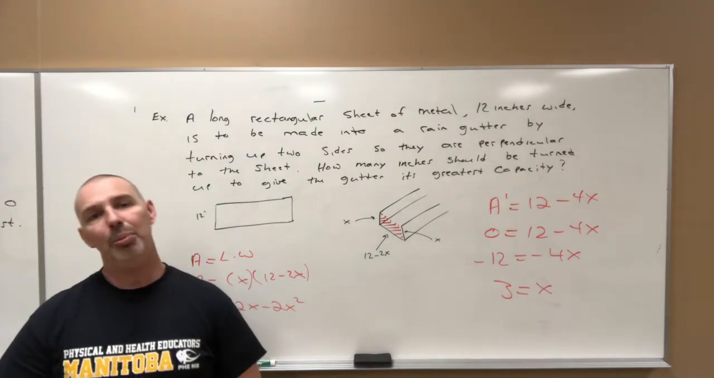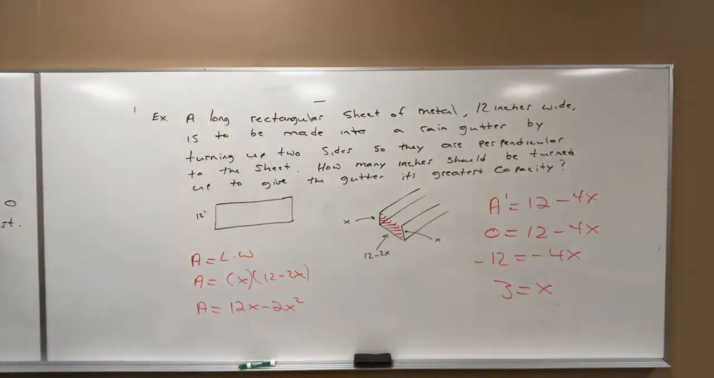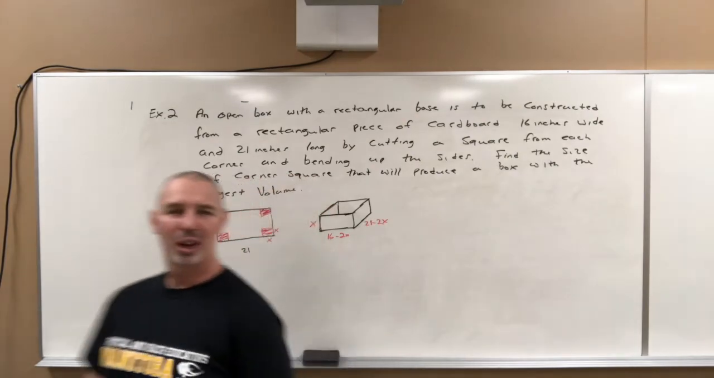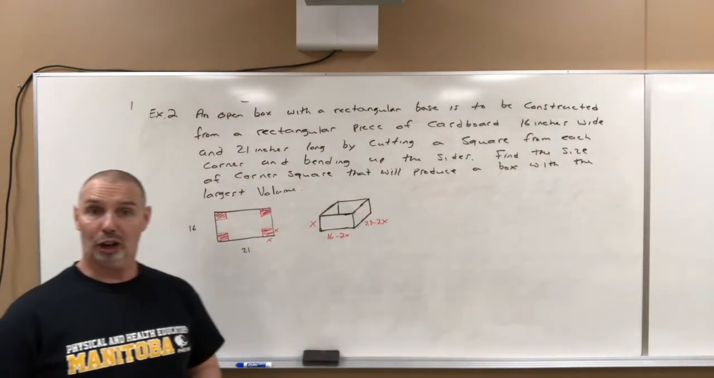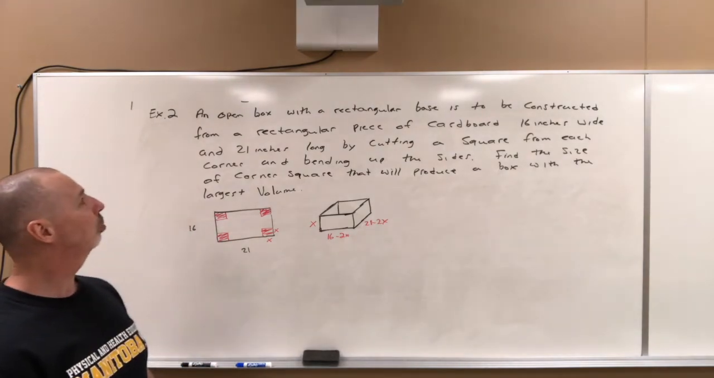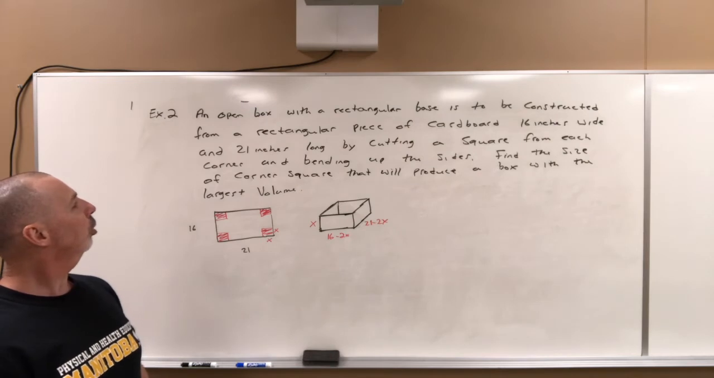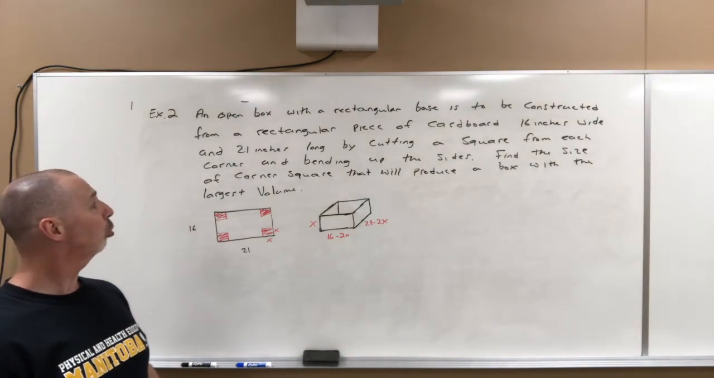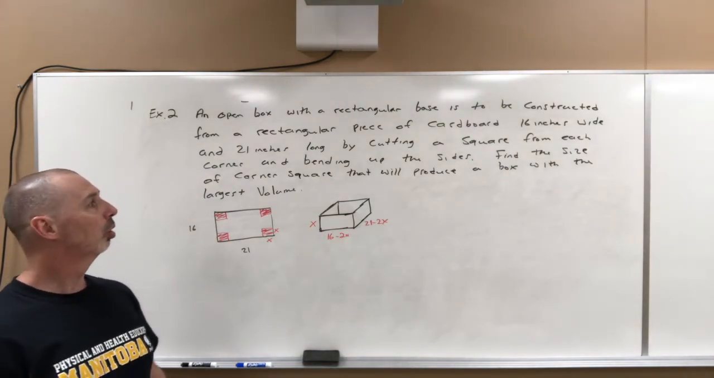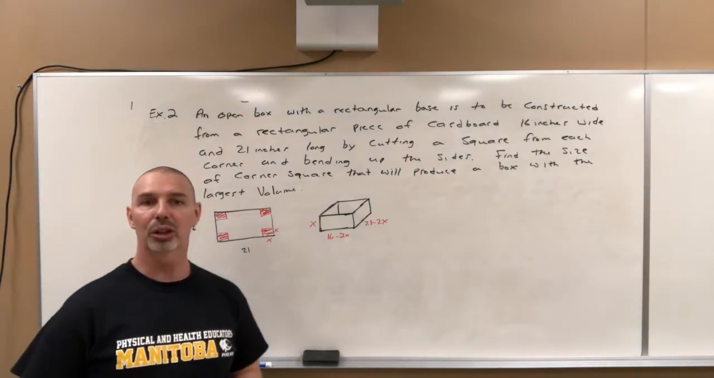Let's go look at another example on the board to my right, and we'll do another one. Here's example number 2. On this board now, what we've got is a problem that involves a box. We're going to make a box. So it says that an open box with a rectangular base is to be constructed from a rectangular piece of cardboard 16 inches wide, 21 inches long, by cutting a square from each corner, and bending up the sides. Find the size of corner square that will produce the box with the largest volume.